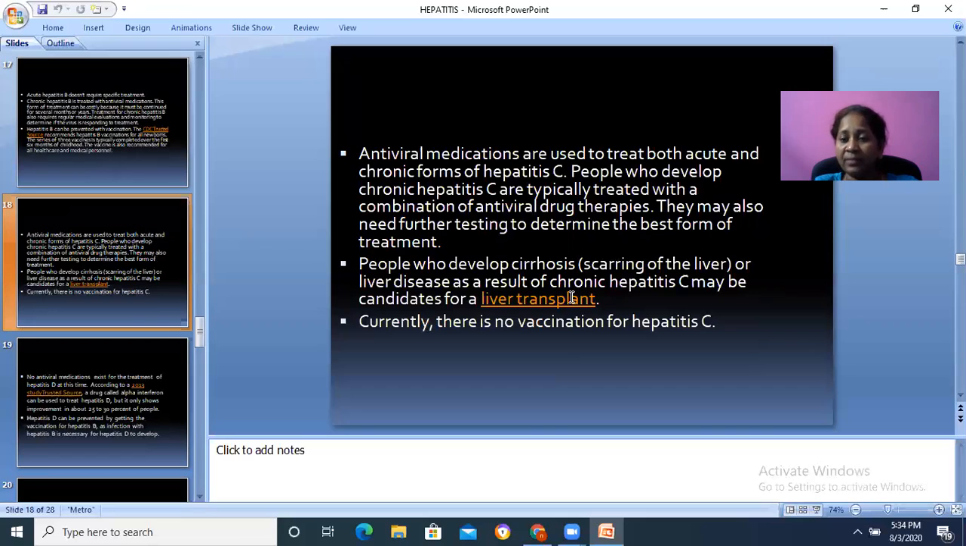People suffering from hepatitis C who develop liver cirrhosis or scarring of the liver as a condition of chronic hepatitis require liver transplantation. Currently, there is no vaccination for hepatitis C.